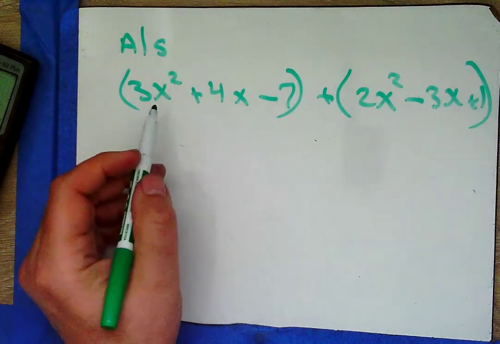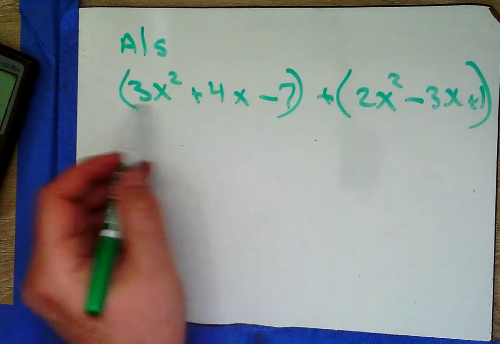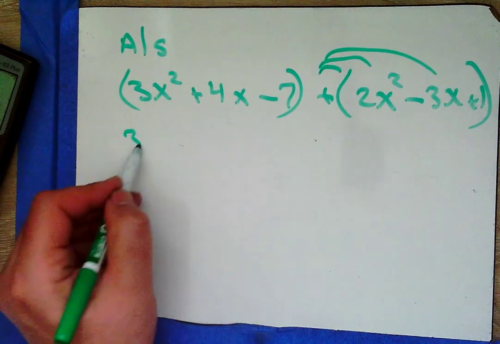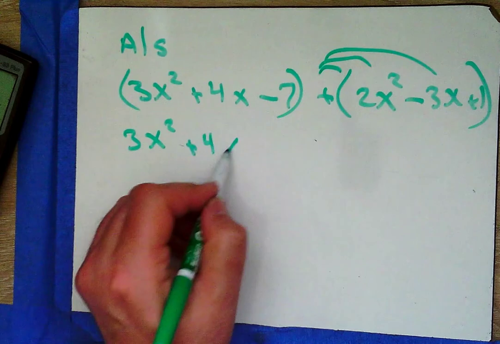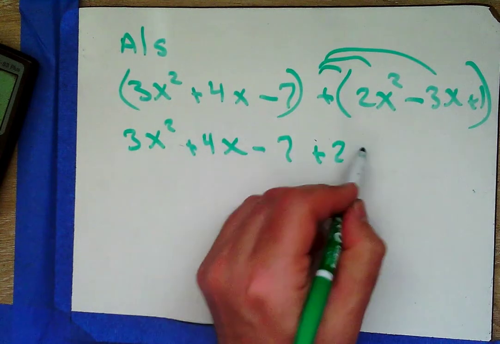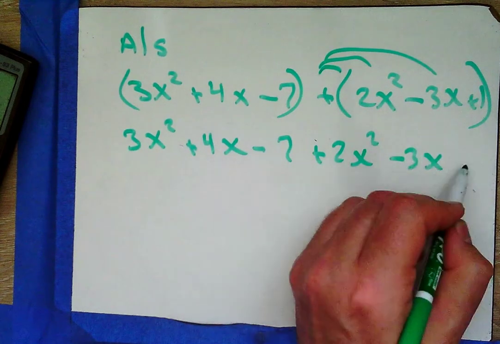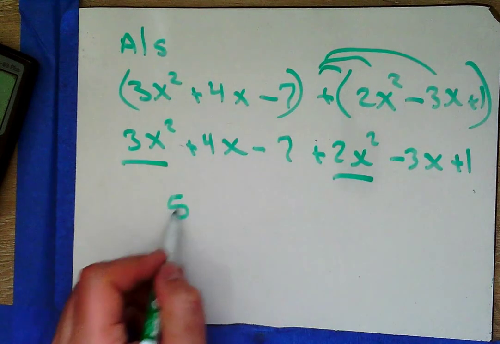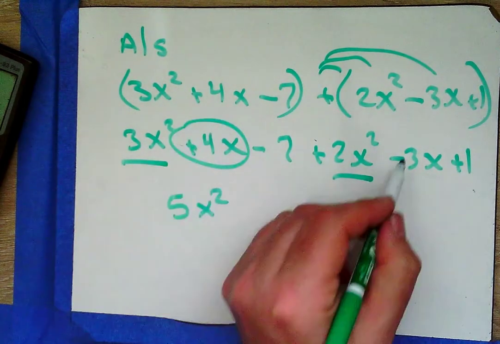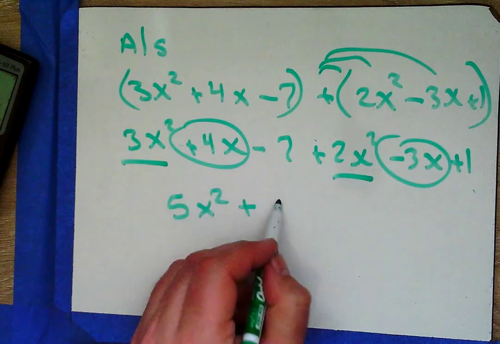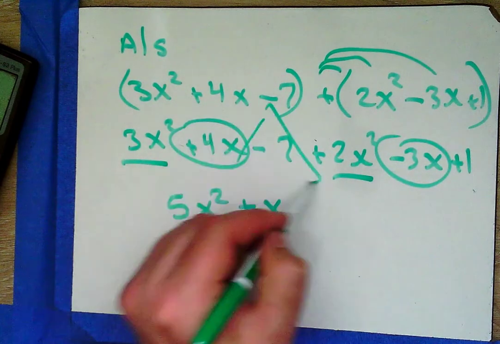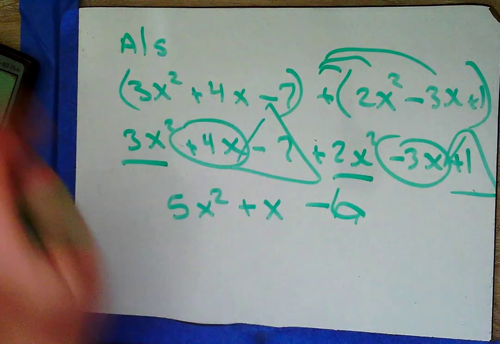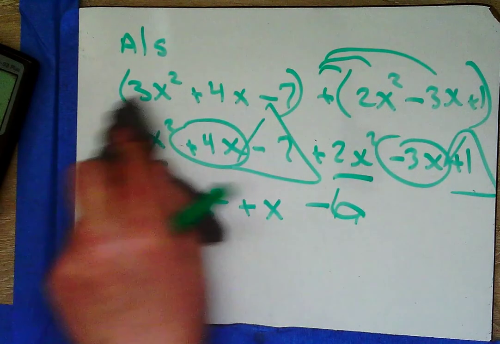Okay, welcome back. So the first thing I do is I want to get rid of these parentheses, so I'm going to distribute that positive throughout. So 3x squared plus 4x minus 7 plus 2x squared minus 3x plus 1. And then I combine like terms. And that's it. Okay? Really, it's just combining like terms.